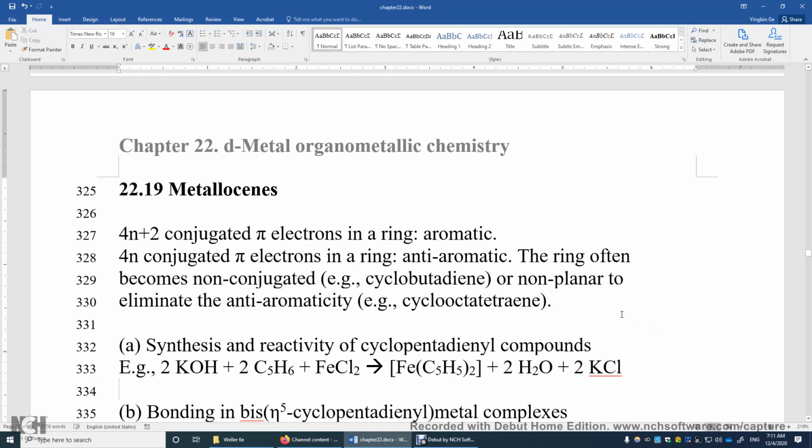Section 22.19 Metallocenes. When there are 4n plus 2 conjugated pi electrons in a ring structure, it's aromatic. For example, benzene, pyridine. When there are 4n conjugated pi electrons in a ring structure, it's anti-aromatic. For example, cyclobutadiene, cyclooctatetraene. In this case, the ring often becomes non-conjugated, such as in cyclobutadiene.